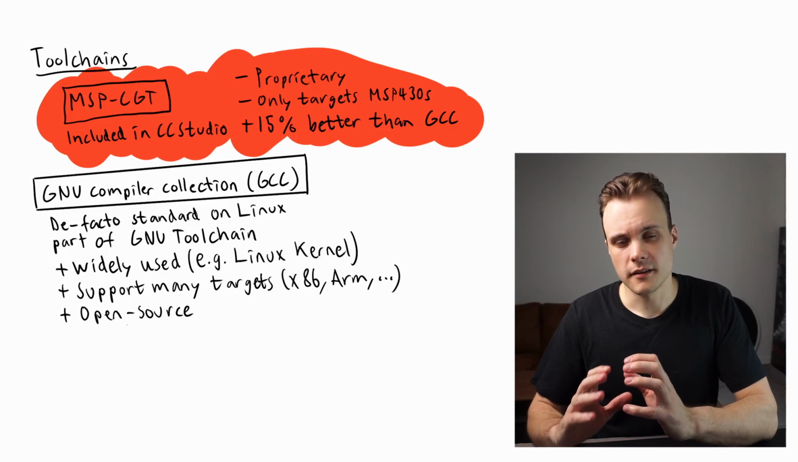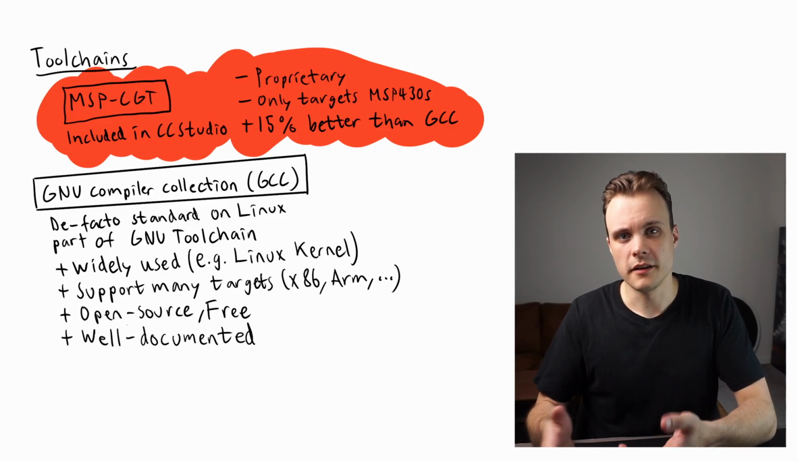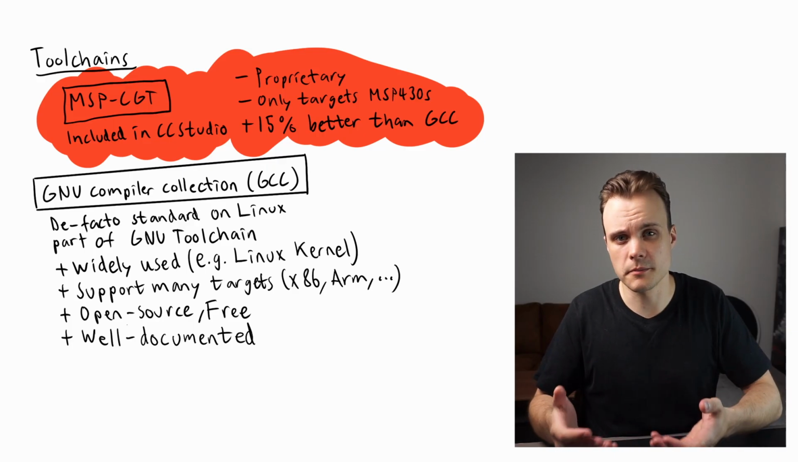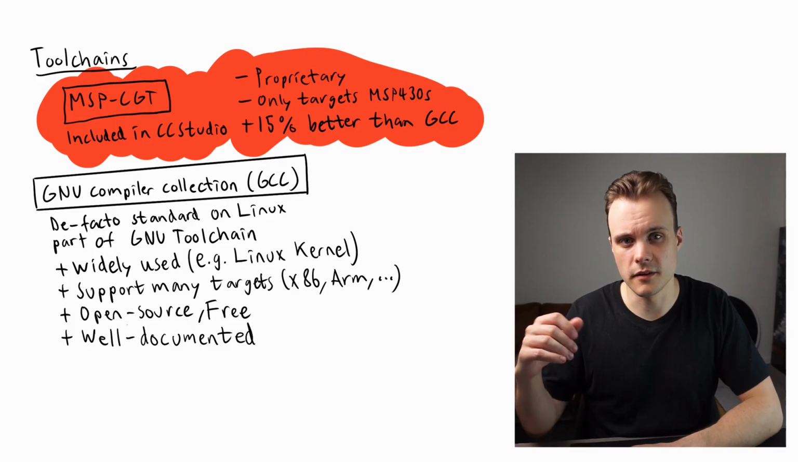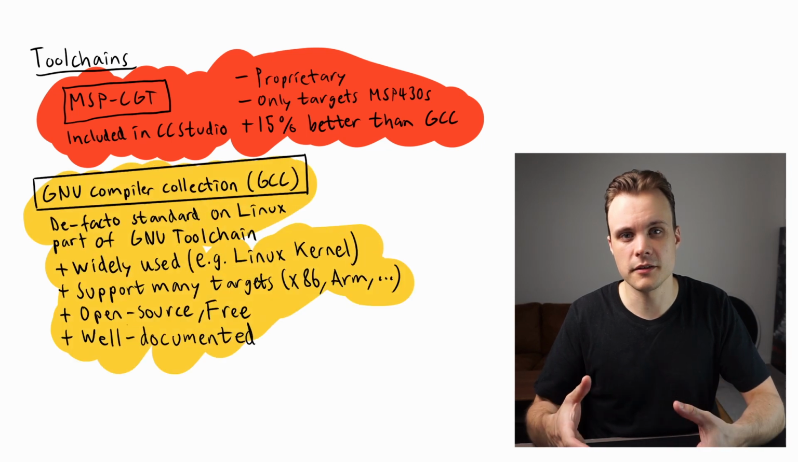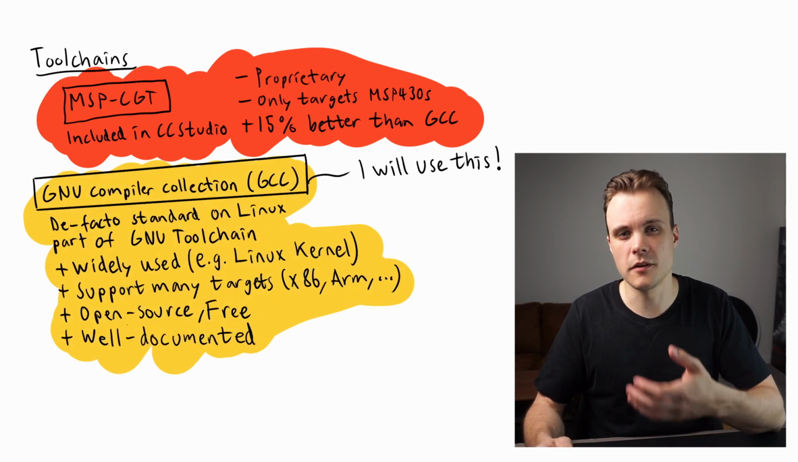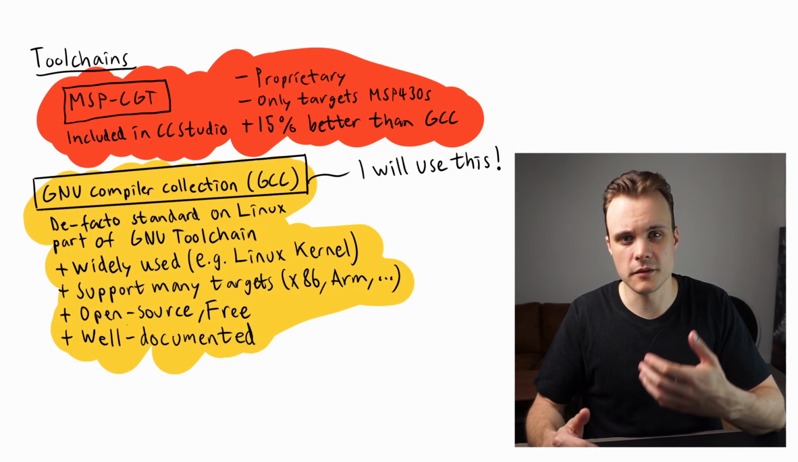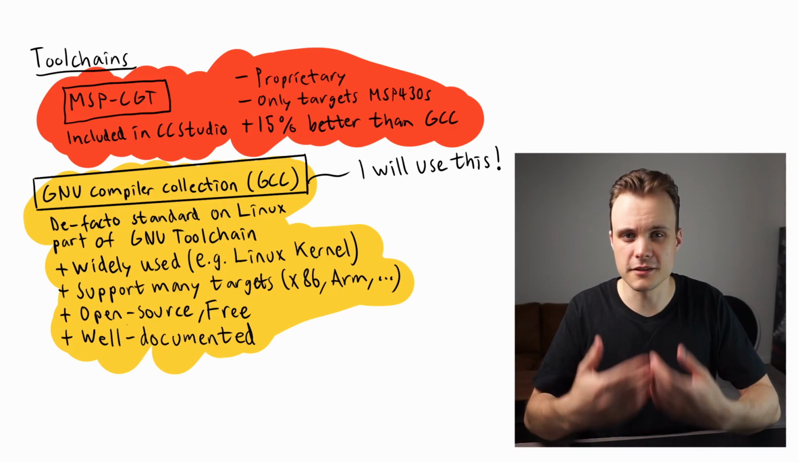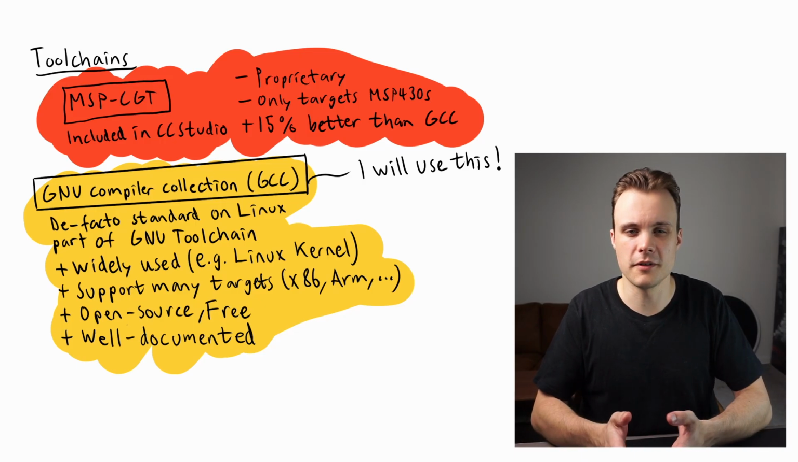Another reason is that since GCC is so widely used and it's also open source, it's also better documented, which is an important aspect when you consider using the toolchain directly, because then you want to understand how to use the toolchain. For example, you want to know what flags or options you can use for your compiler and what they actually do. It's also a free toolchain, so you don't have to pay for it.